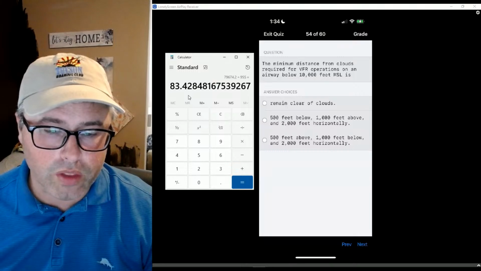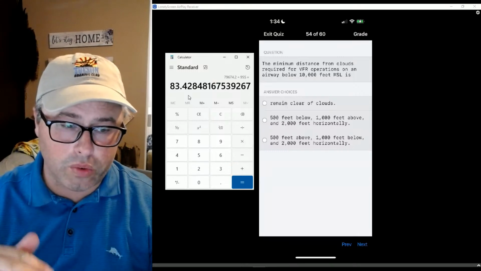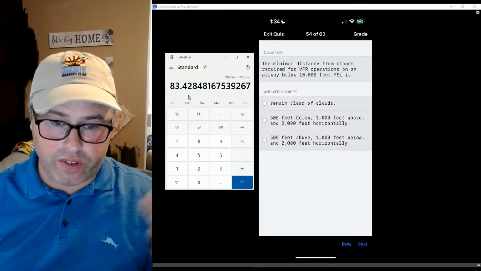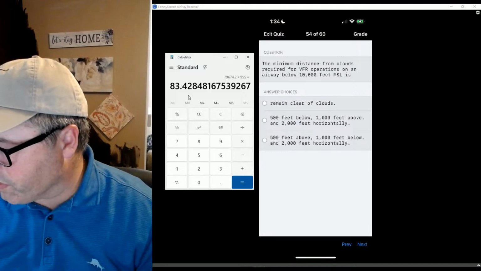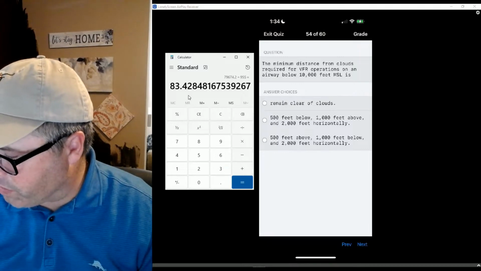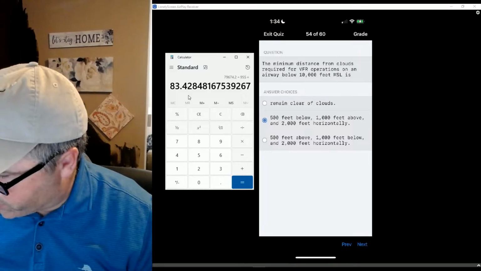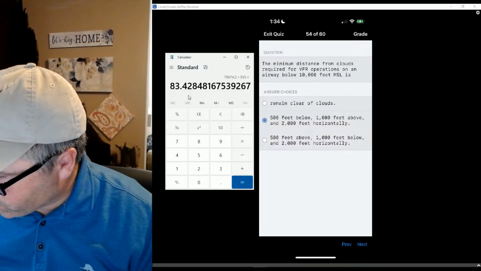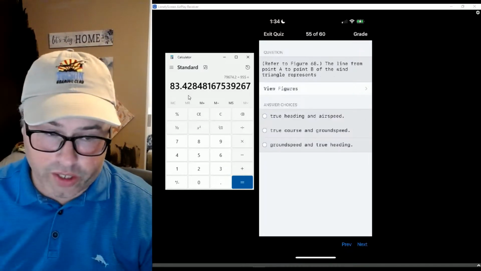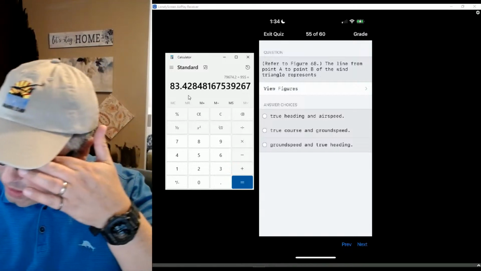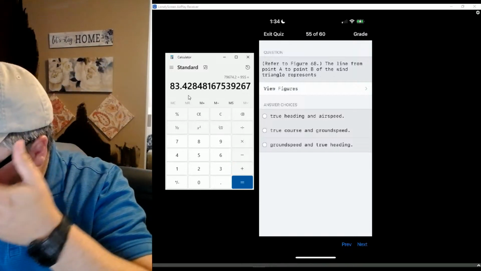So that's going to be 500 feet below, 1,000 feet above, 2,000 feet to the side. Remain clear of clouds? Nope. 500 feet below, 1,000 feet above, 2,000 feet horizontal. Yep. 500 feet above? That's crazy. 1,000 feet below? Nope, that's backwards. They're trying to make it look similar, but not exactly the same. Okay, a couple more left.